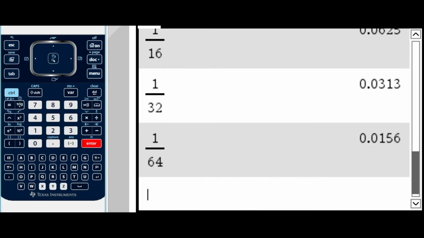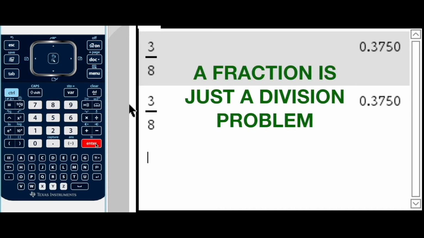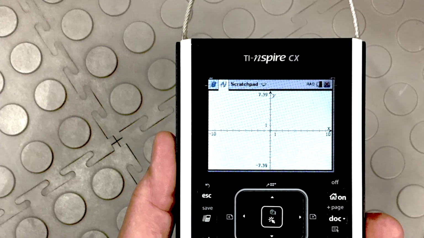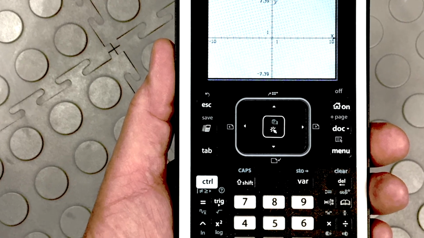So here's the big secret. 3/8 is the same thing as 3 divided by 8. A fraction is just a division problem. Almost every STEM profession uses this hand tool.